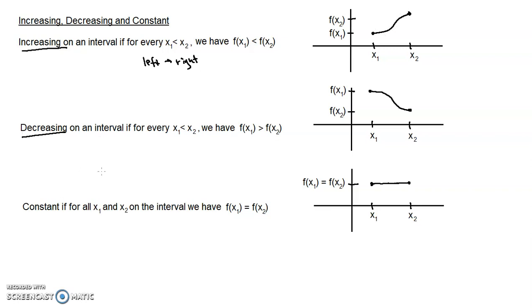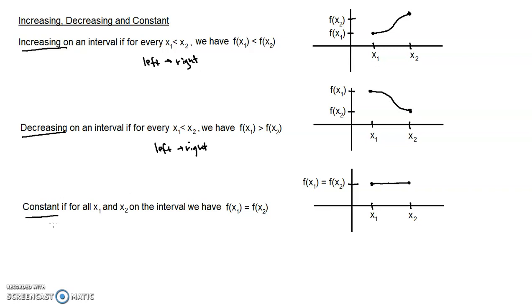We say decreasing on an interval if for every x1 less than x2, so that doesn't change, we always want to go from left to right. We have that f of x1 is greater than f of x2, so our starting value is bigger than our finishing value. So we see here, here's f of x1, and we're going down to get to f of x2. So as we go from left to right, our function values get smaller, and that is a decreasing interval. And again, that makes sense. In English, decreasing means to get smaller or lower, and we see that here we are going down.